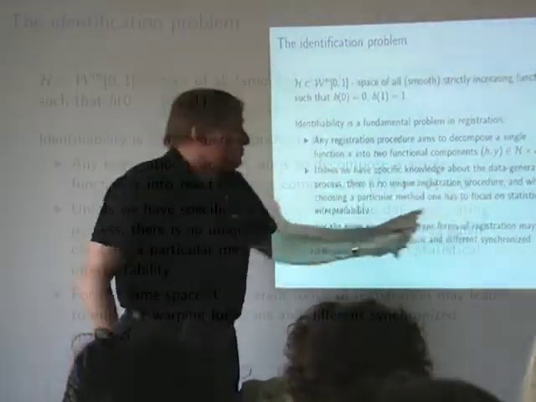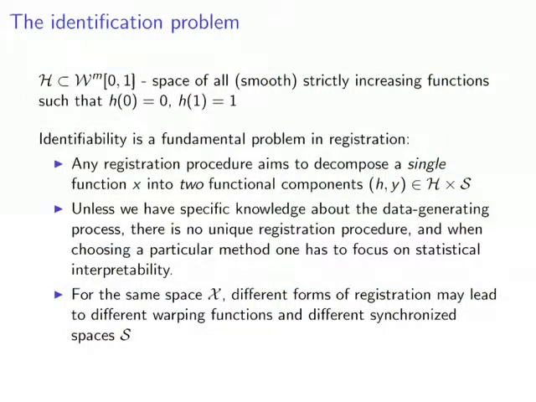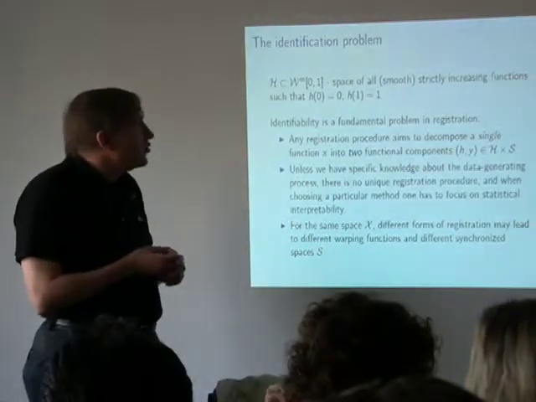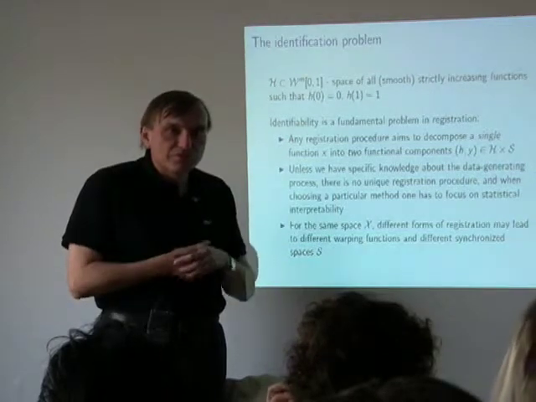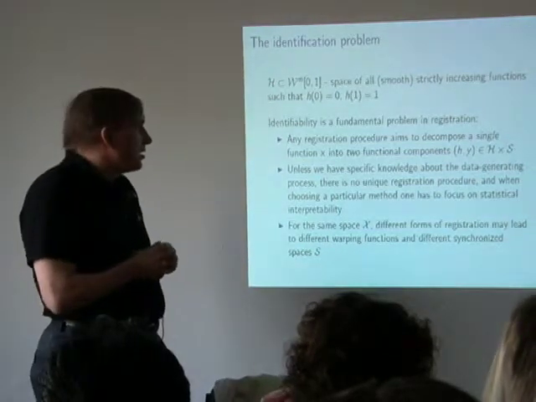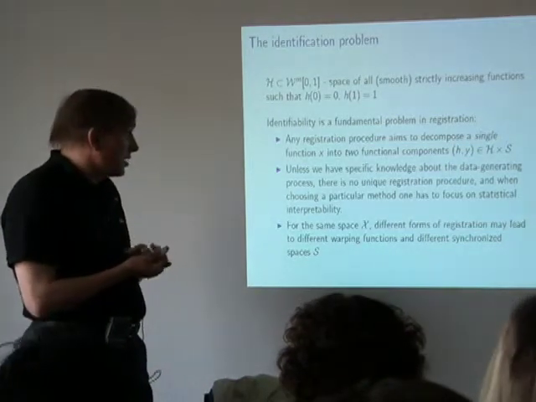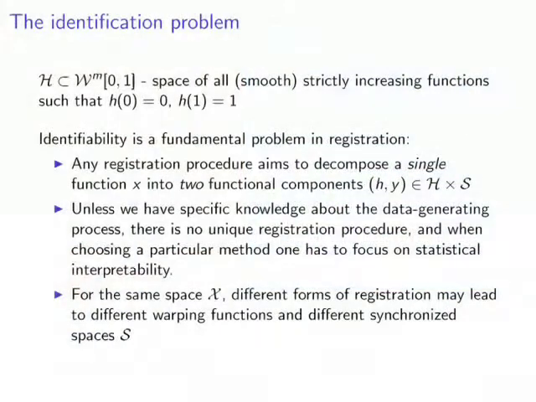That's the major thing. There's no unique truth which can be identified, except if you really have knowledge of how these things are generated. You need a real model for that, a substantial model. And apart from that, it's not really unique. There are several registration procedures which may be used. And the important thing is that you can interpret on a statistical level what comes out. So for the same space X, different forms of registration may lead to different warping functions in different synchronized spaces.